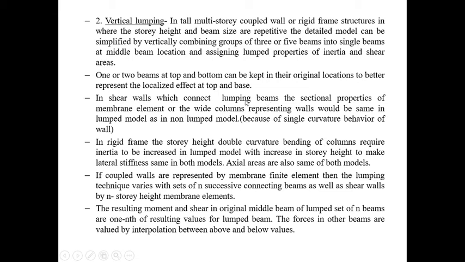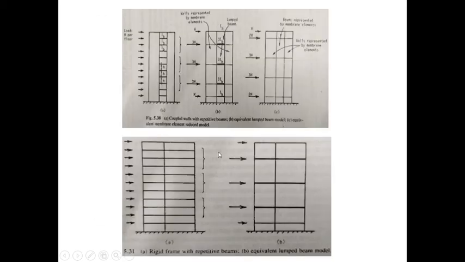Then in shear walls which connect the lumping beams, the sectional properties of the membrane element or the wide columns representing the wall should be the same in the lumped model as in the non-lumped model. This is because of the single curvature behavior of the wall. So these sectional properties should be the same in the lumped as well as in the non-lumped model.